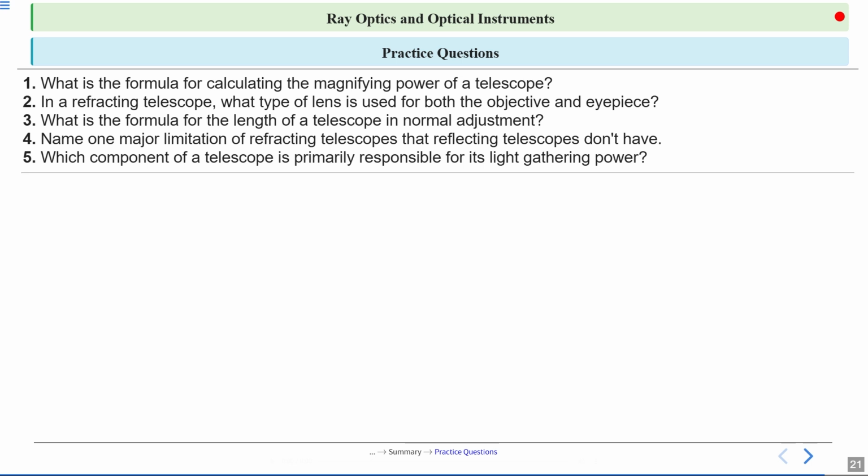Which component of a telescope is primarily responsible for its light gathering power? Let's consider what gives a telescope its light gathering power. The primary component responsible for this is the objective lens or mirror. So these are some practice questions.